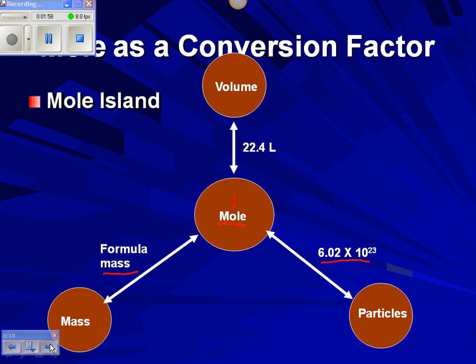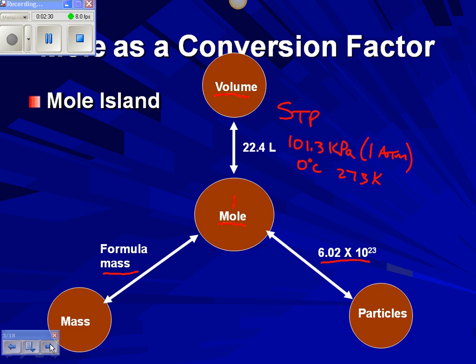Now, the mole can also be used to figure out the volume of a gas, and we must be at STP, which stands for standard temperature and pressure, which is 101.3 kilopascals of pressure, the same thing as 1 atmosphere, and 760 millimeters of mercury, and standard temperature would be 0 degrees Celsius, or 273 Kelvin. Okay, those conditions must be there, and it must be a gas.